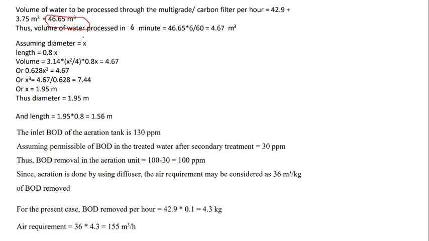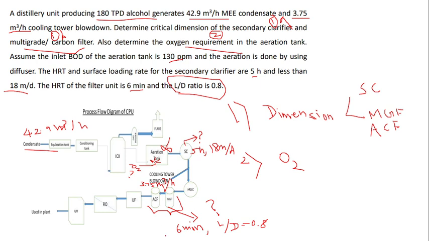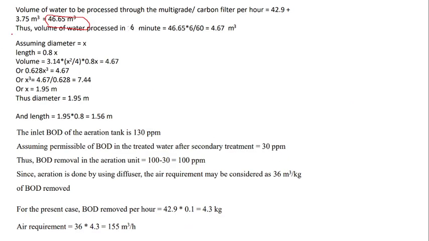So now the volume of water is processed for 6 minutes. What is the residence time here? 6 minutes. We know that the inlet rate is 46.65 meter cube per hour. So in an hour, this much meter cube is there. So for 6 minutes, how much meter cube will be processed? 6 by 60 into 46.65 is 4.67 meter cube. This much quantity of water is processed in our filtration setup.